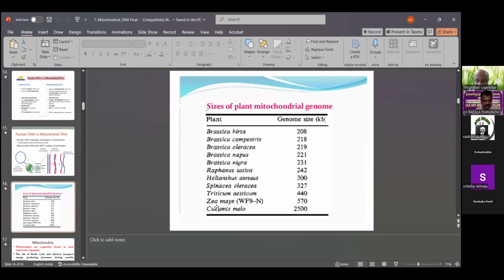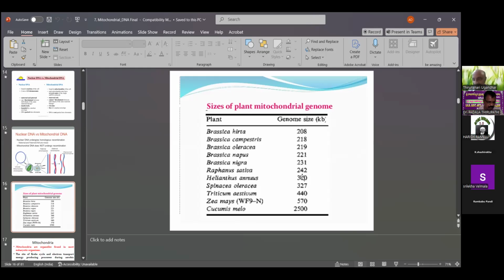The plants have different names. Brassica rapa has 208 kilo base pairs of genome, Brassica campestris 218, Brassica oleracea 219, Brassica napus 221, Brassica nigra 231, and Raphanus sativus 242. The generic name is the same, only the species are different, but the genome structure and genome size also change. That is also important.